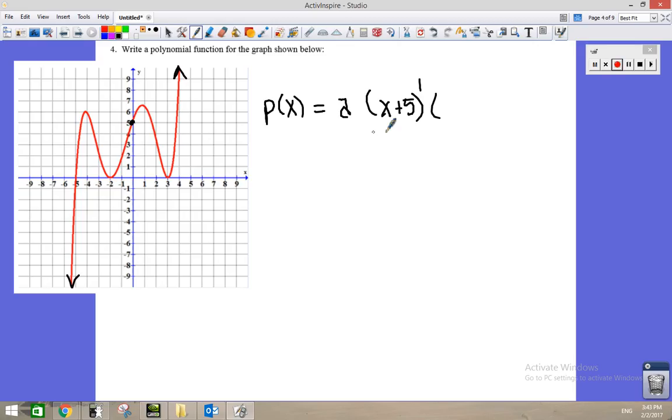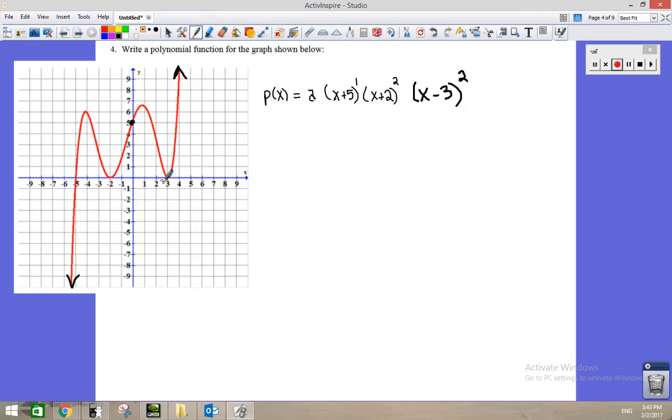Negative 2 in factored form is x plus 2. Since it's doing a touch and turn, the multiplicity has to be an even number, so I'm just going to pick 2. I'm just going to say that that's squared. I could put it to the 4th power, to the 6th power, but 2 is going to be fine. Here it's doing a touch and turn at x equals 3. In factored form, we write that as x minus 3. And again, I need an even number, so I'm going to pick 2.